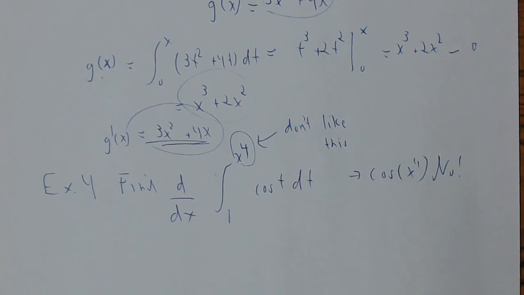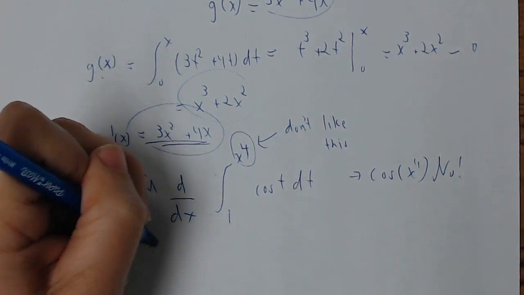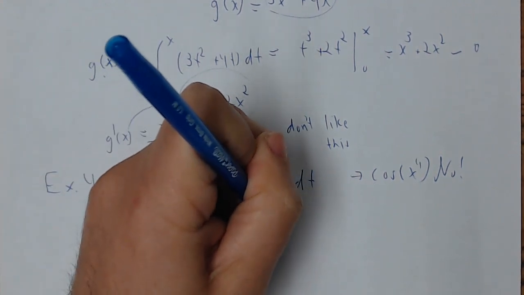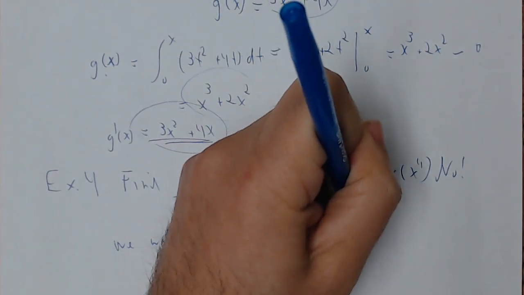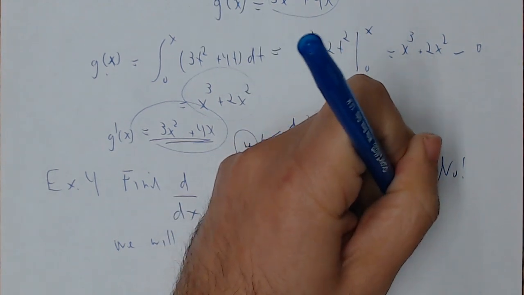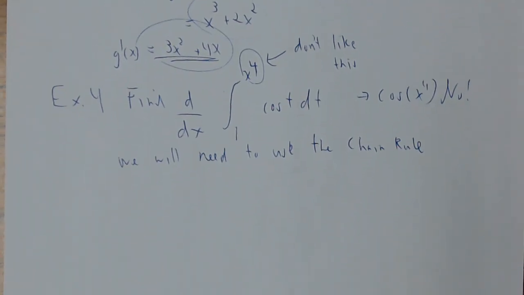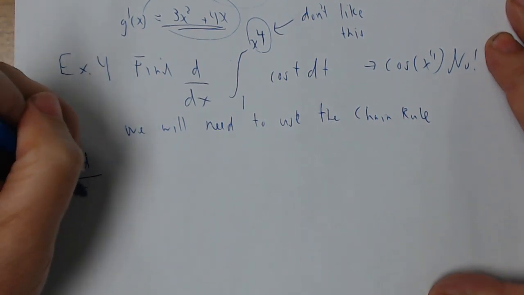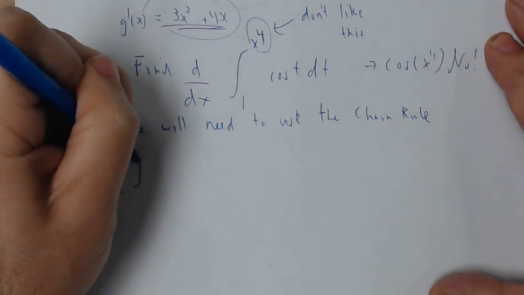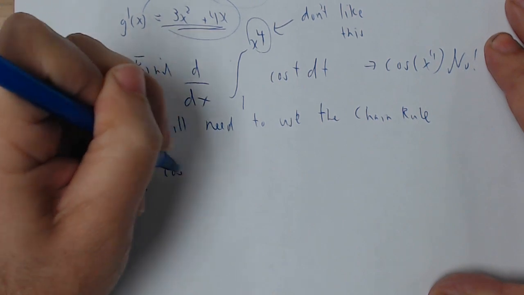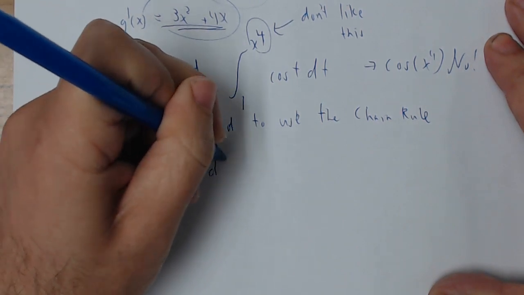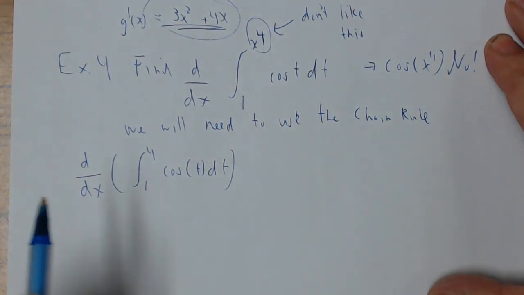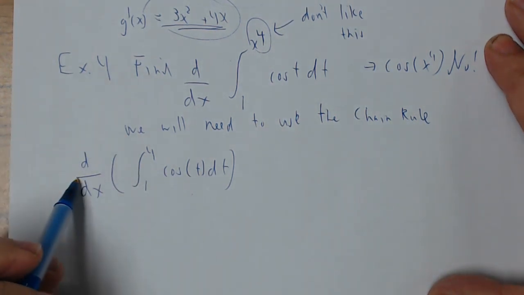We will need to use the chain rule here. And you'll see why in a minute, okay? So here's where, once again, the FTC part 2 comes in handy. So let's go one step at a time. This inside says find the antiderivative. The outside says once you find the antiderivative, find its derivative.